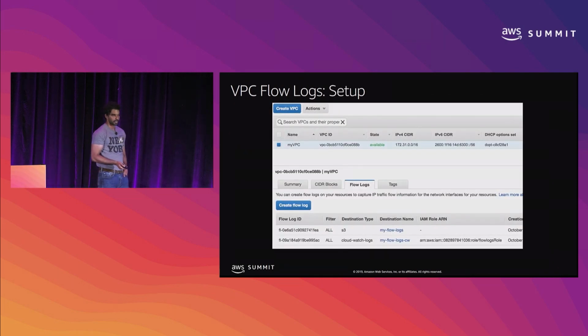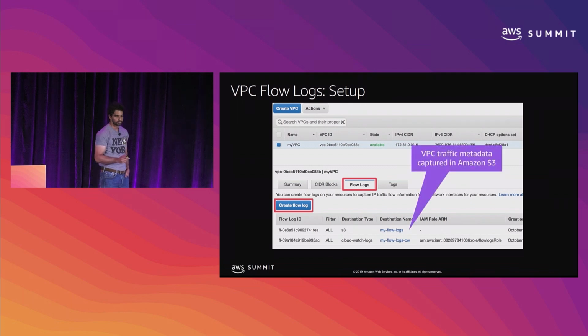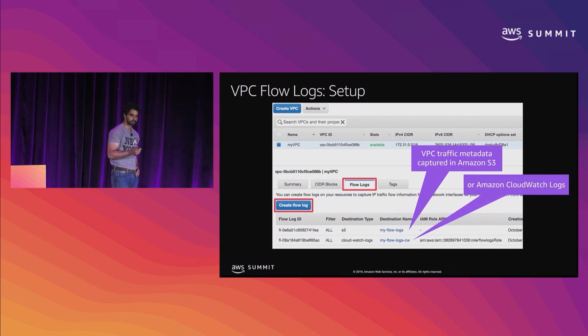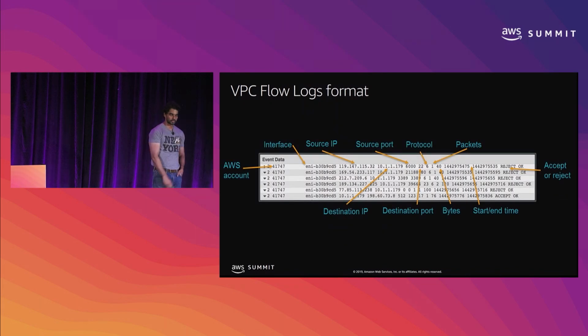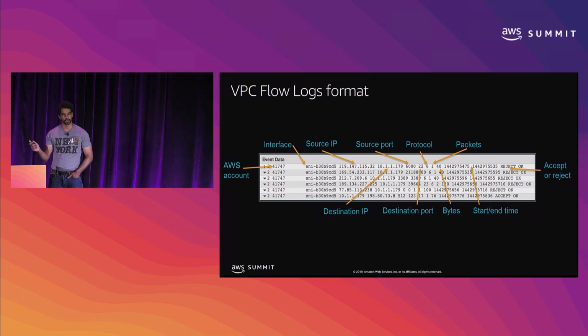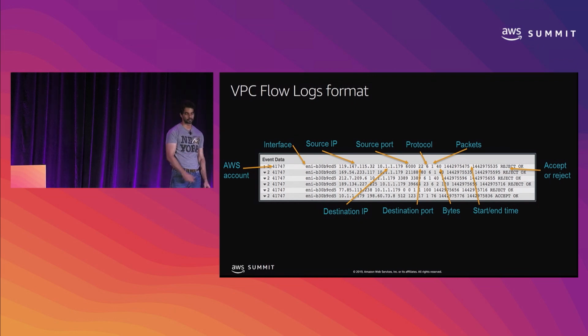So if you go to the VPC dashboard, click on a VPC, there's a tab there called flow logs, and that's where you create your flow log. You specify whether you want to push it to S3 or CloudWatch or both. So how does the flow log format look? You have an AWS account, source IP, source port, protocol, packets, accept or reject. Now just keep in mind that this is not a packet capture, and this does not show you a line item for each and every packet. This is for a flow. So we are monitoring flows, and we are giving you flow information here on what was accepted, rejected.